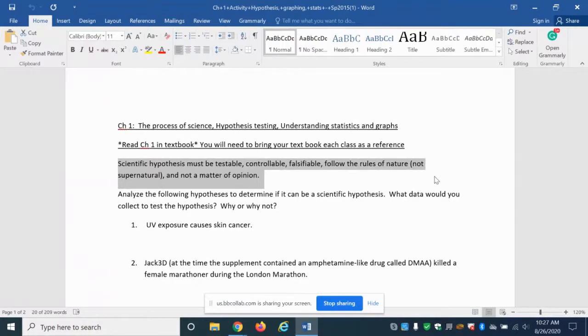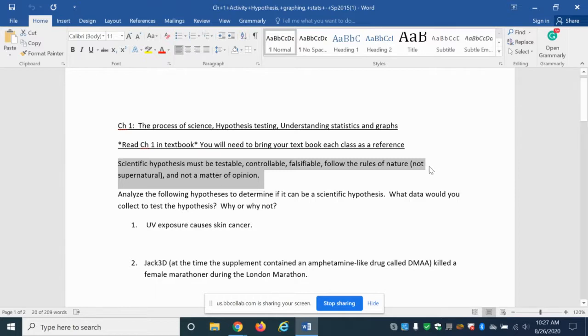Not that it's better or worse, but that science has to make sure that we play by these rules so that we can be certain that the information that we gather is as accurate as possible. And then, when we're looking at these statements that I have listed, and I'm asking you to assess if the statement can be a scientific hypothesis, you're coming back up here to the list.